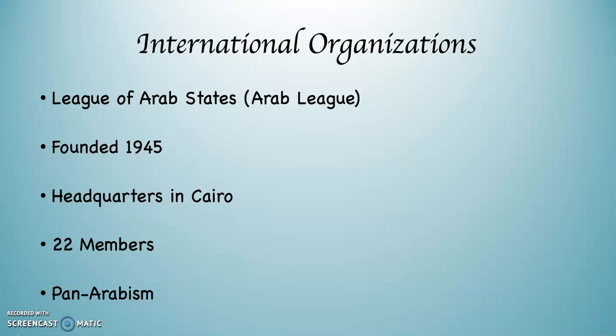Just imagine if you had 22 members in your immediate family, how difficult it would be to get them all pulling in the same direction all the time. It's very hard to do. You can see this with the UN, where there's far more than 22 members, but to get everybody on the same page is difficult. It's very difficult to get these guys all pulling in the same direction also.